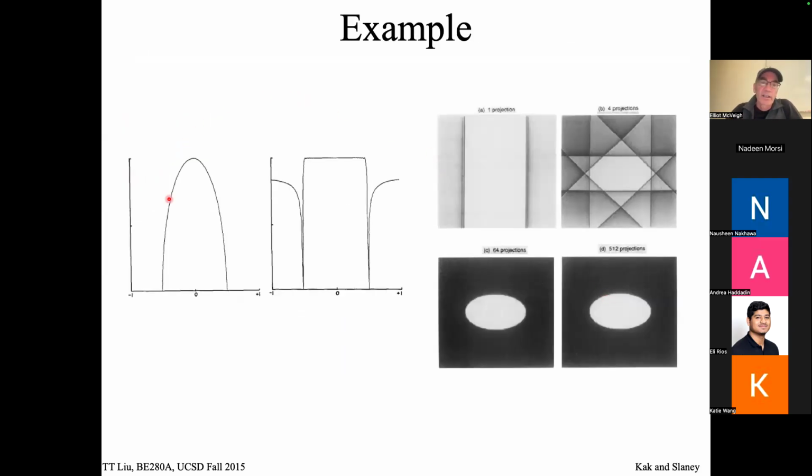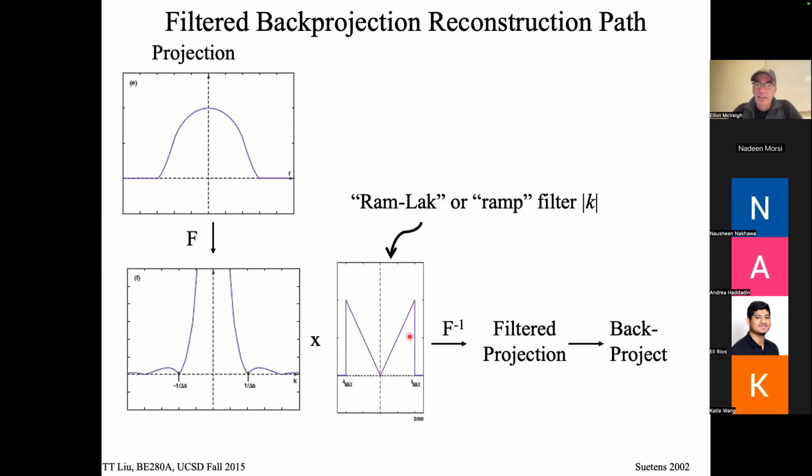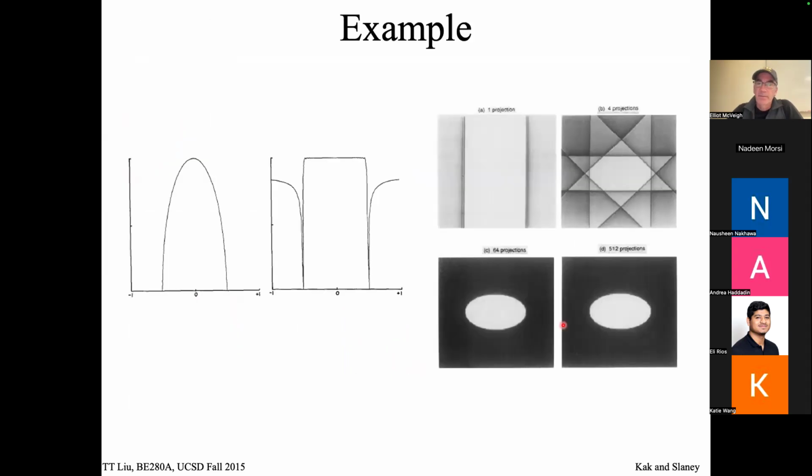So let's look at what happens to a projection that looks like this. This is that disk again, or an ellipse. What happens after we do this filtration on it to get to this convolved projection, or the inverse Fourier transform of this, which again is that convolved projection? It looks like this, which doesn't look anything like this.